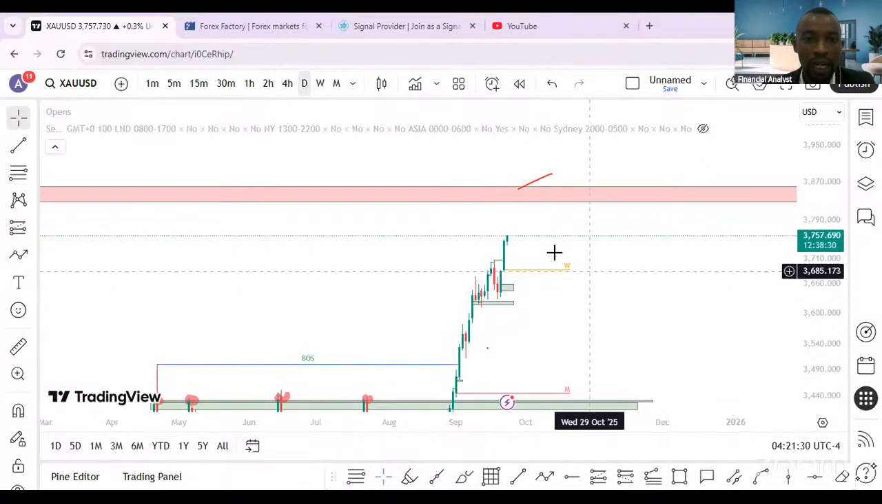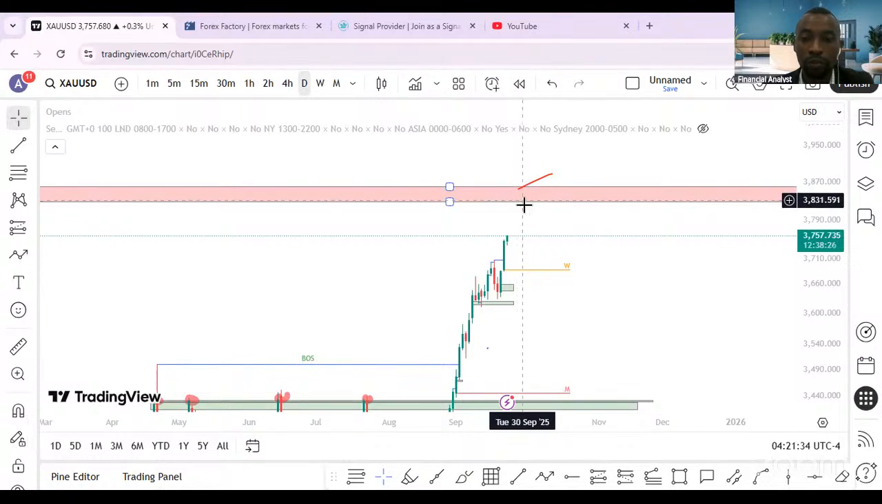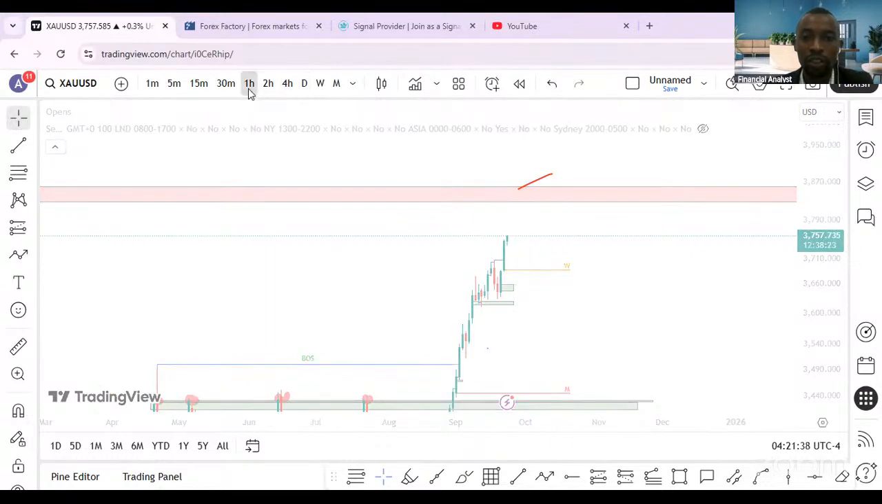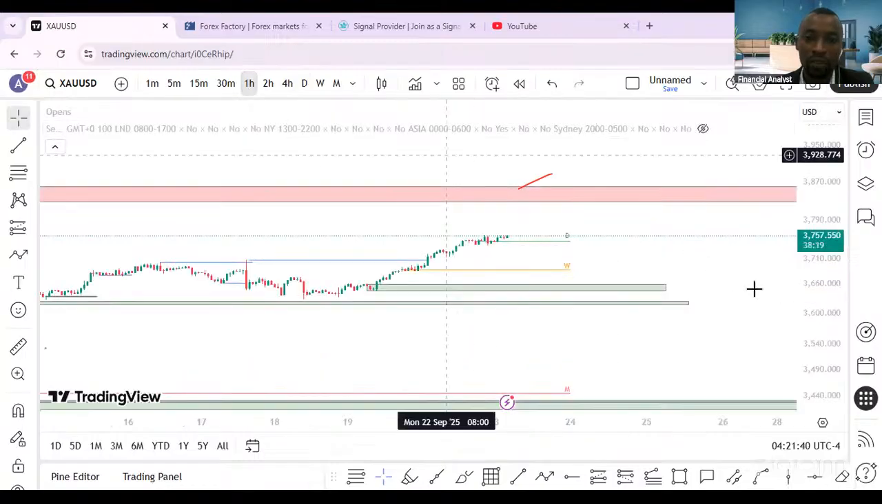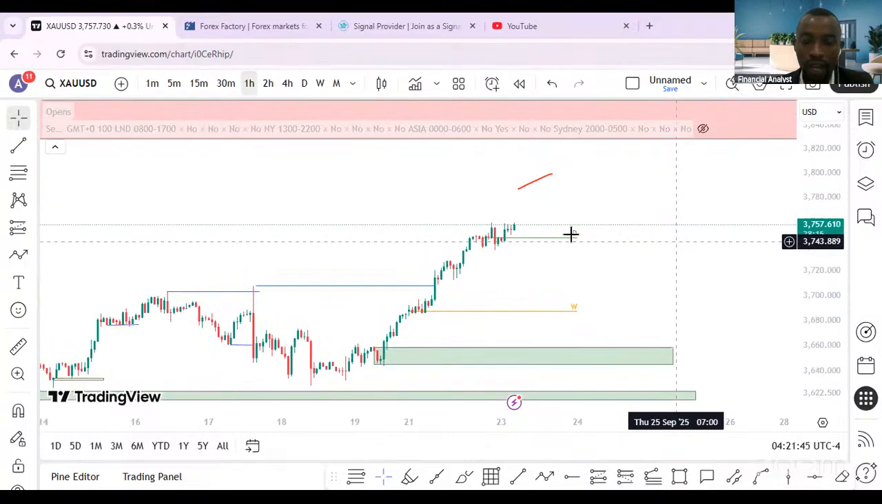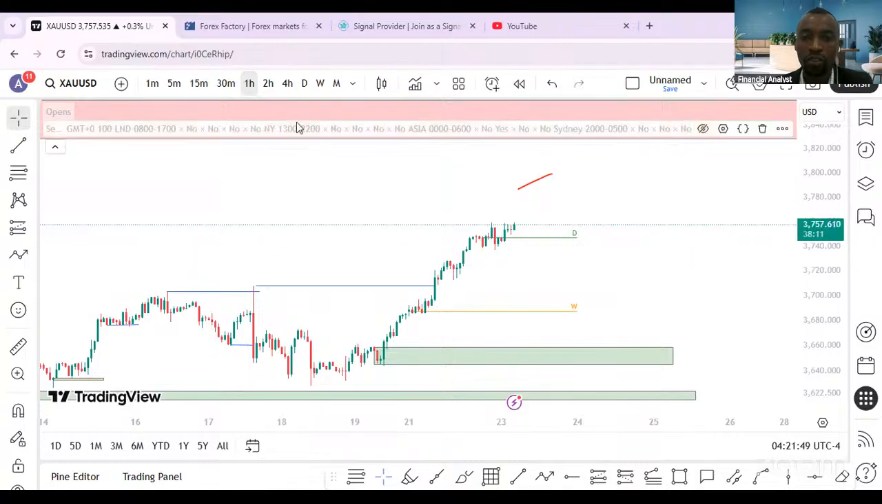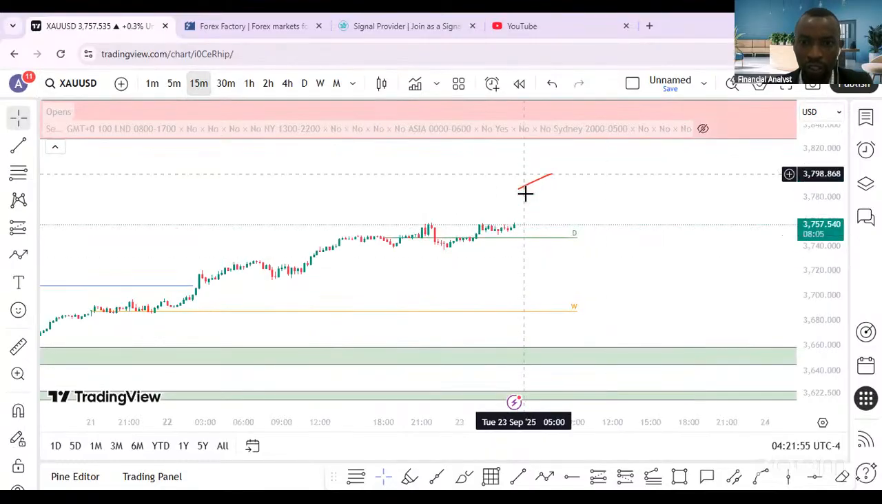So I'm predicting gold coming to this place before a major pullback. So gold is bullish. There's nothing to analyze on gold. It's just bullish. So I can't call to buy here, it is too high. To sell is dangerous, unless you are scalping. If you are scalping, I'll go to 15 minutes. I'll be able to look for buy scalping.